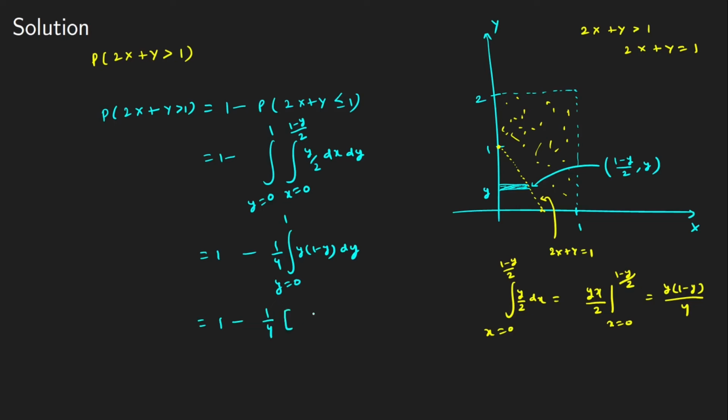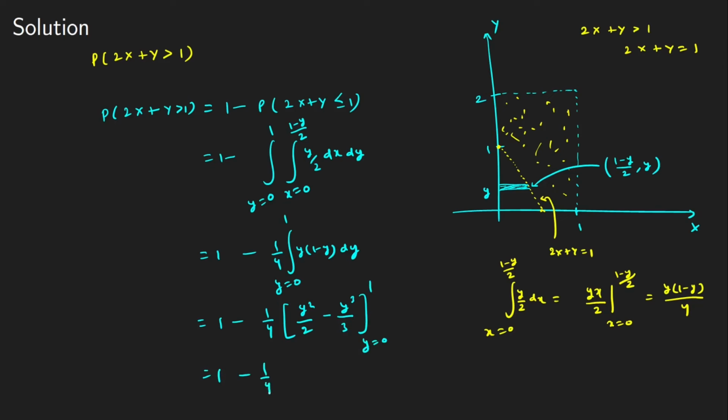So it can be integrated as y squared by 2, and y cube by 3, and we are integrating it from y equals 0 to 1.